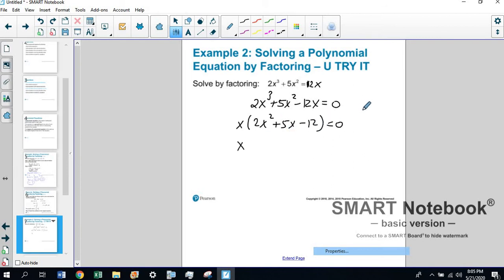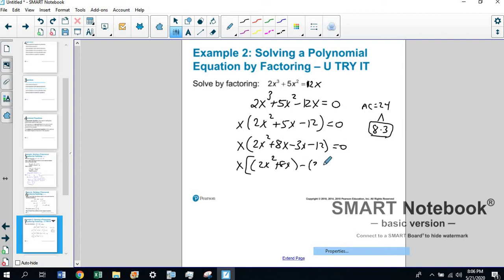If you spend a little bit of time with the AC method, AC is 2 times 12, which is 24. There are lots of things that multiply together to give you 24, but 8 and 3 multiply to give you 24 and subtract to give you 5. And so we get 2x squared plus 8x minus 3x minus 12. We do this all inside the parentheses, so this becomes 2x squared plus 8x minus 3x minus 12. Then we pull out the negative, so it makes everything positive inside.